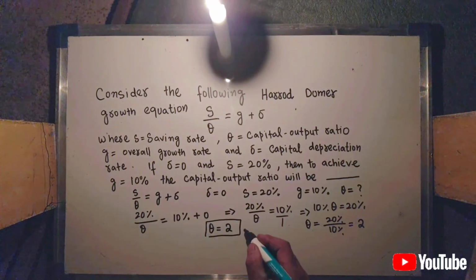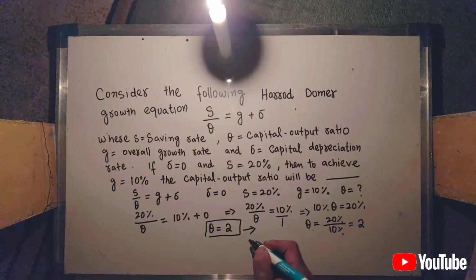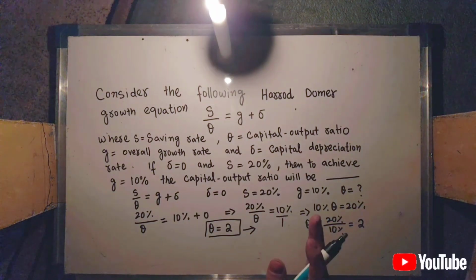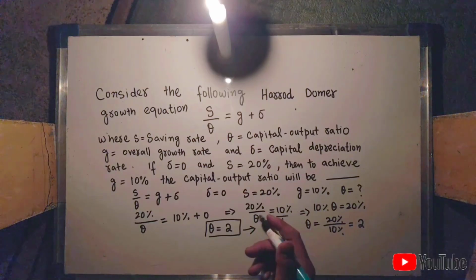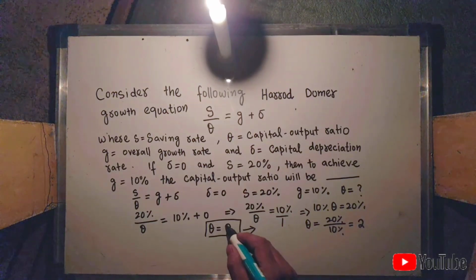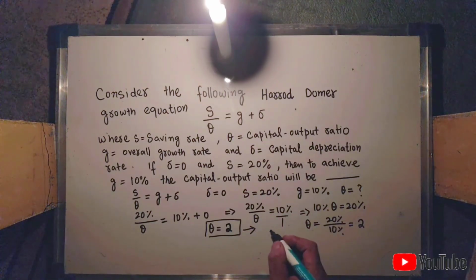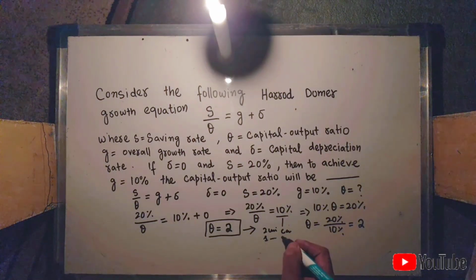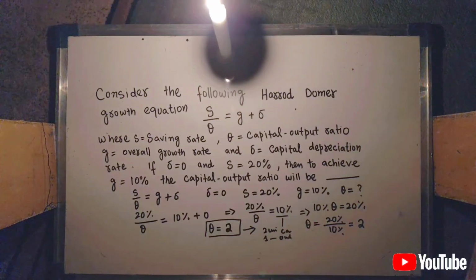By capital output ratio, what do we mean? How many units of capital are required to produce 1 unit of output? By 2, it means in this case that we need 2 units of capital to produce 1 unit of output, given the Harrod-Domar growth equation.